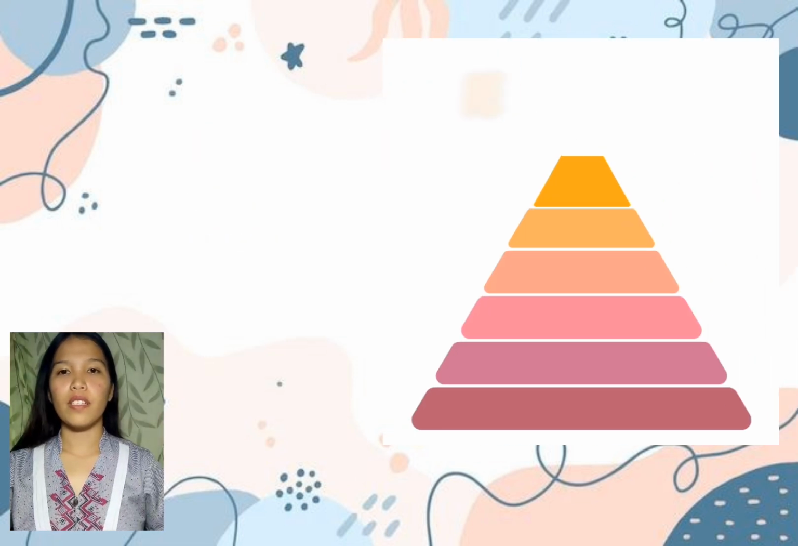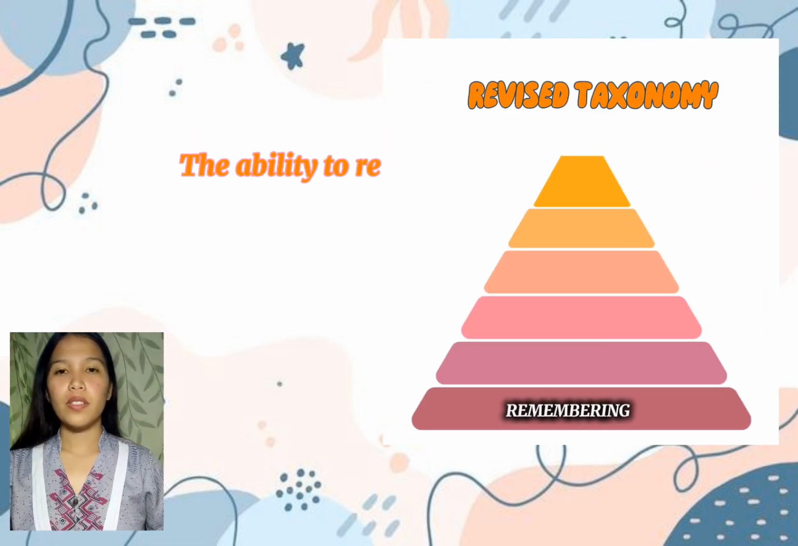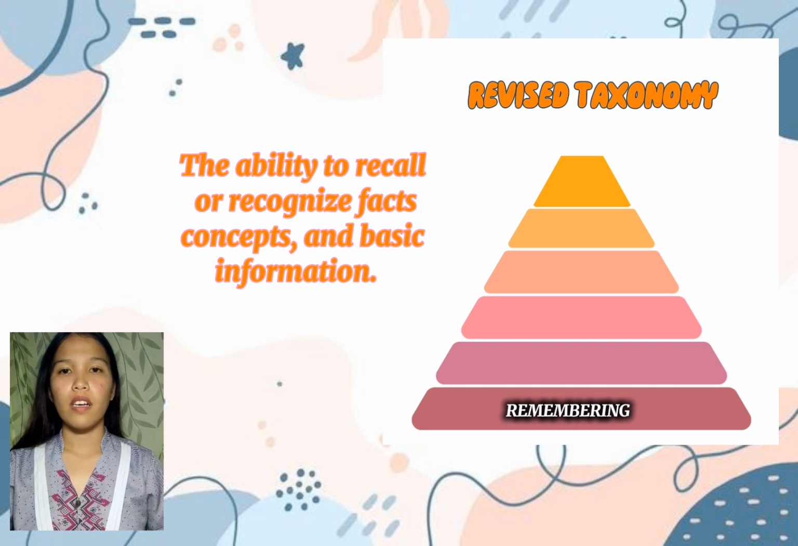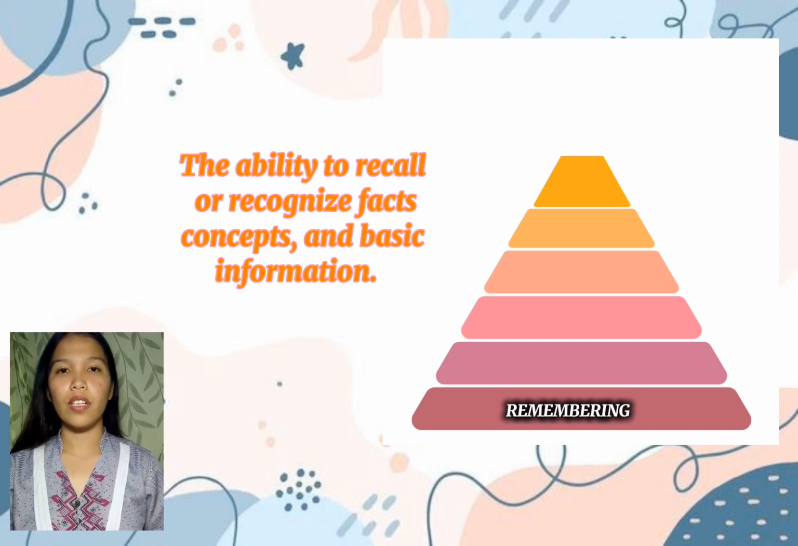The first one is remembering. The ability to recall or recognize facts, concepts, and basic information. Remembering is the first and most fundamental level of cognitive learning. It refers to the ability to store and recall information without necessarily understanding its deeper meaning. This stage involves recognizing, retrieving, and listing facts, concepts, or definitions that have been learned.